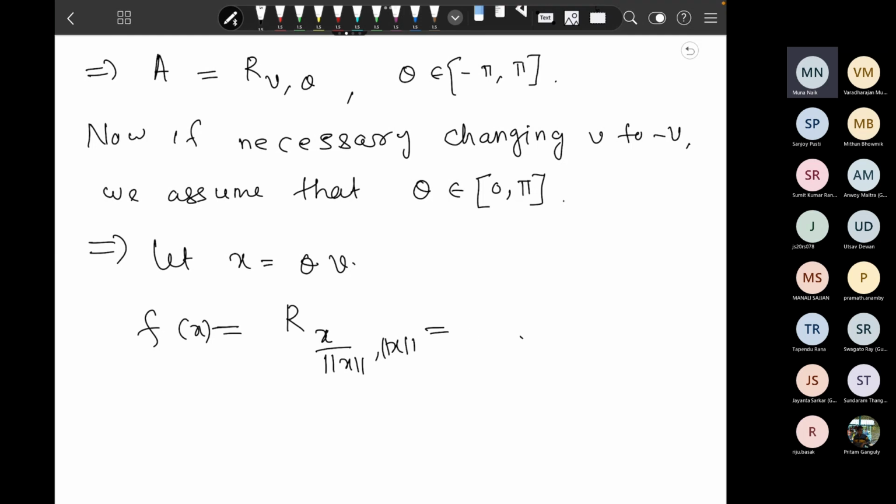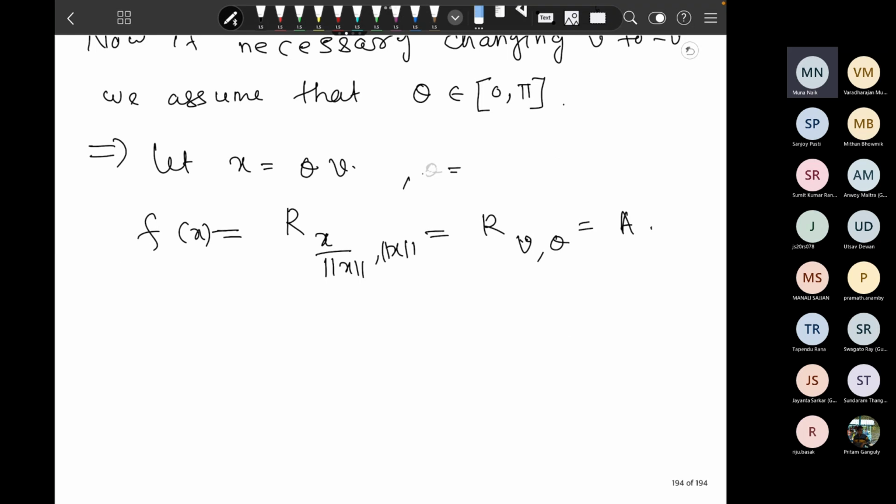I am getting confused. This is B, R_B(theta). You have to probably argue that if x is equal to 0, or theta is equal to 0, that is identity. So you have to argue. So this is f(x) equal to A, and thus f is onto.